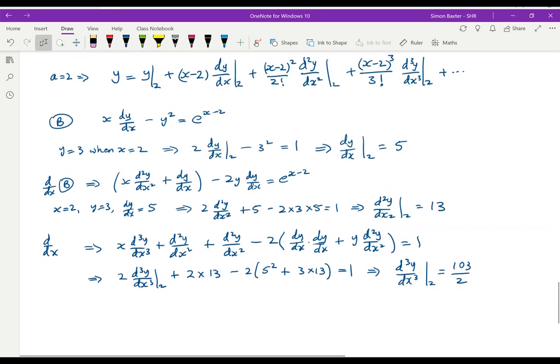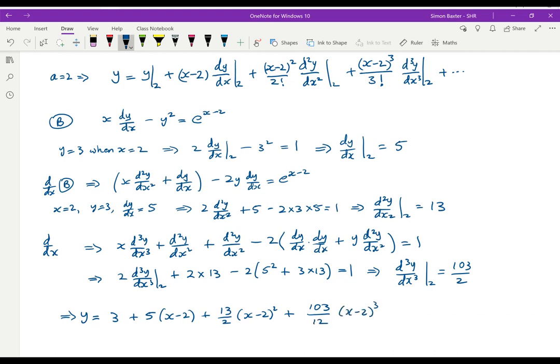Now we're in a position to use the line at the top of the screen. This tells me that y is equal to y when x is 2, which is 3, plus dy by dx, which is 5, times x minus 2, plus d2y by dx squared is 13 over 2 factorial, x minus 2 squared, plus d3y by dx cubed at x equals 2 is 103 over 2. 3 factorial is 6. 103 over 2 times 3 factorial, x minus 2 cubed.